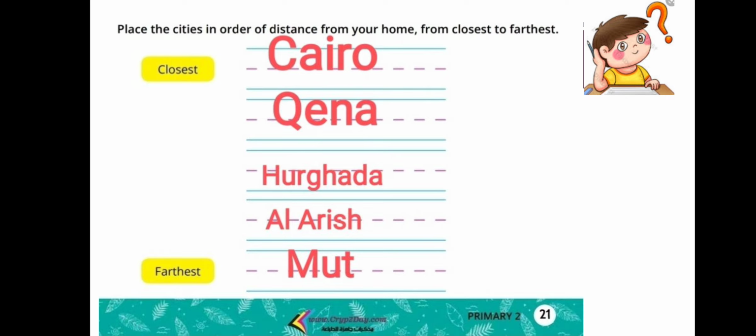The closest one is Cairo. Second, Ghana. Third, Hurghada. Fourth, El Arish. Finally, Mot. The furthest city from our hometown is Mot.